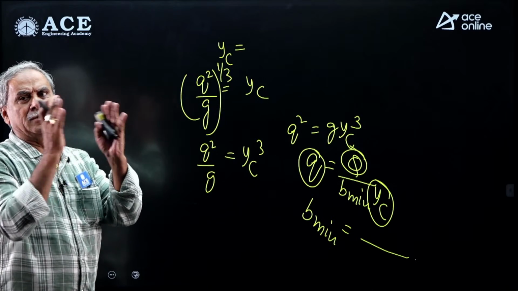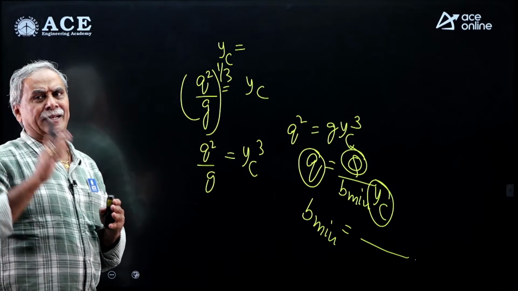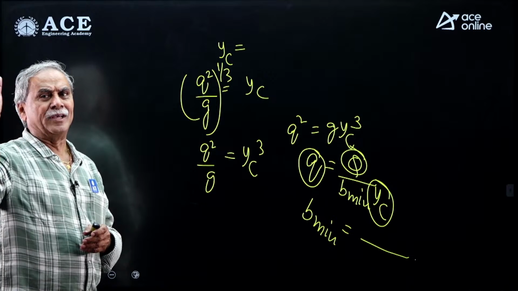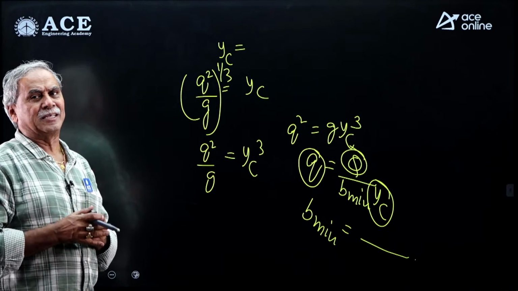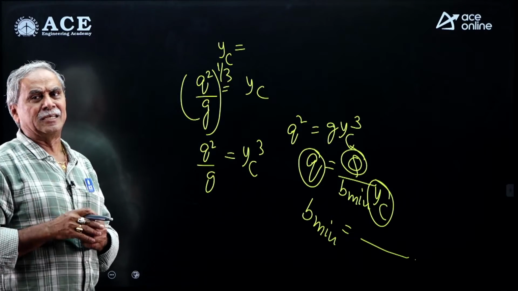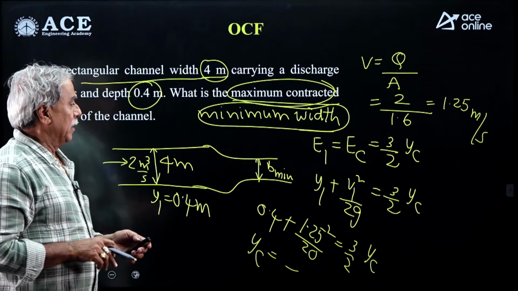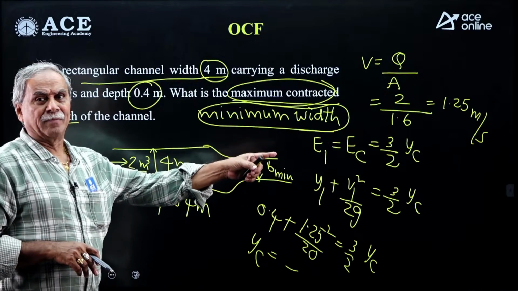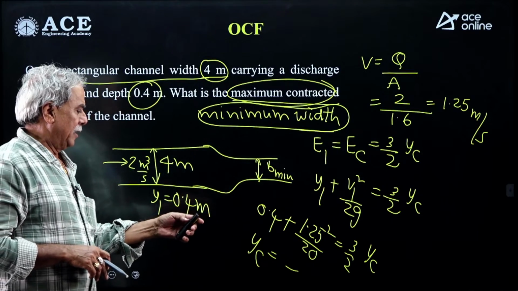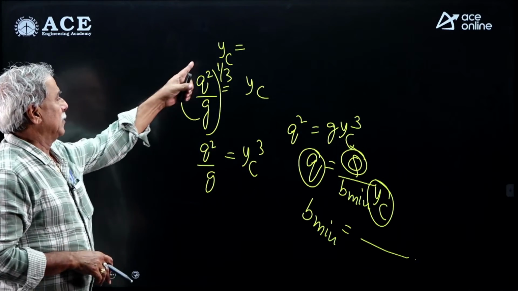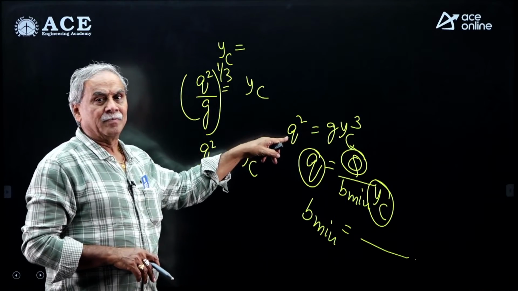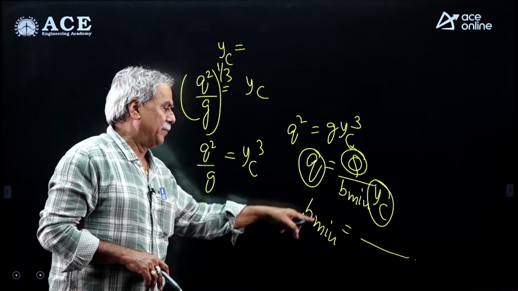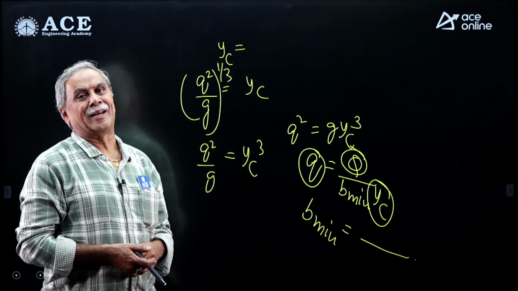Energy at the first section is equal to energy at the contracted section. There the flow is critical. Specific energy remains constant. E1 is equal to EC. In a rectangular channel, EC is equal to 3 by 2 YC. Please check the procedure. From there you will get the value of YC. एक बार YC आ गया तो from YC you will get unit discharge because this is maximum. Then automatically you will get B minimum, calculate B minimum value.